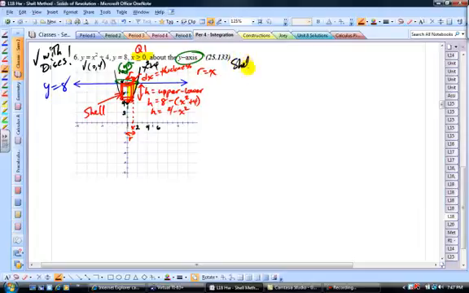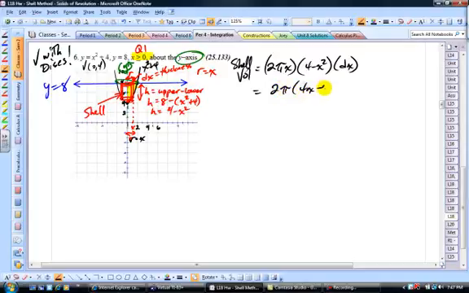Okay, so let's get a shell volume now of 2 pi times the radius, which is, again, the radius right here is x. So you're going to have 2 pi x, which is the circumference, times the height, which is 4 minus x squared, times your thickness, which is dx. Well, that simplifies to 2 pi times 4x minus x cubed dx. Again, I just want to distribute right here and simplify it.